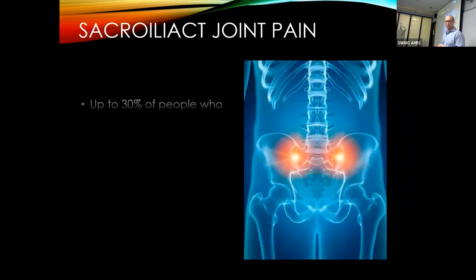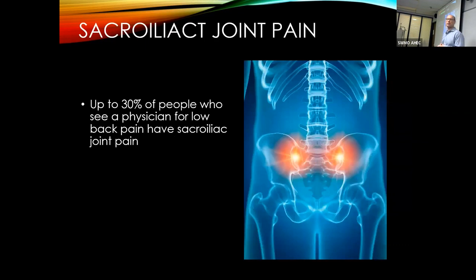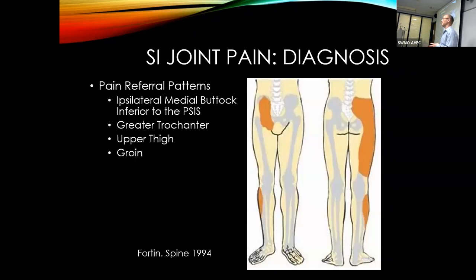So 30% of people who see a physician for low back pain really have sacroiliac joint pain. That's a lot. That's almost 1 in 3, right? So the number one reason people see a doctor is back pain. And almost 1/3 of them really have SI joint pain. Have you guys studied SI joint pain at all? Not a lot? It looks a lot like radiculopathy. That is the pain pattern. Looks a lot like a pinched nerve, right?